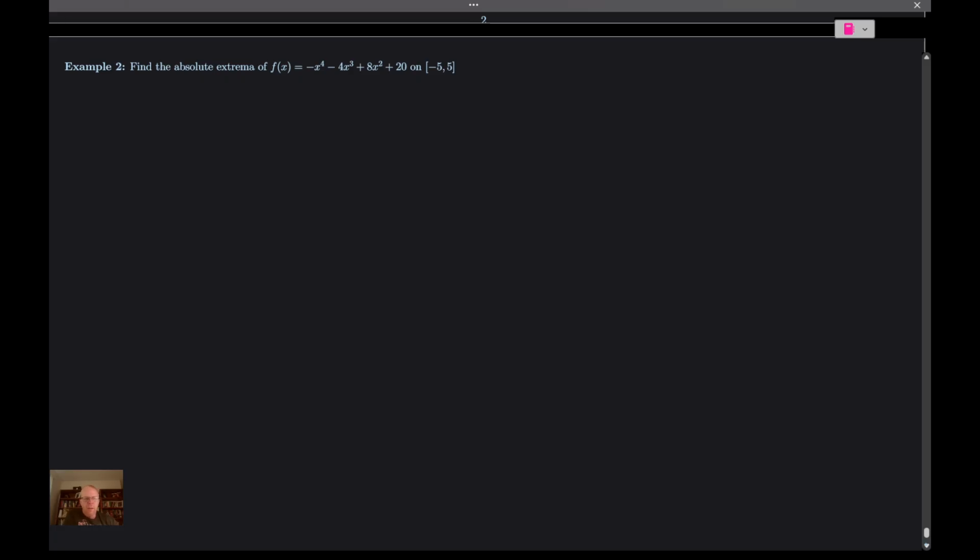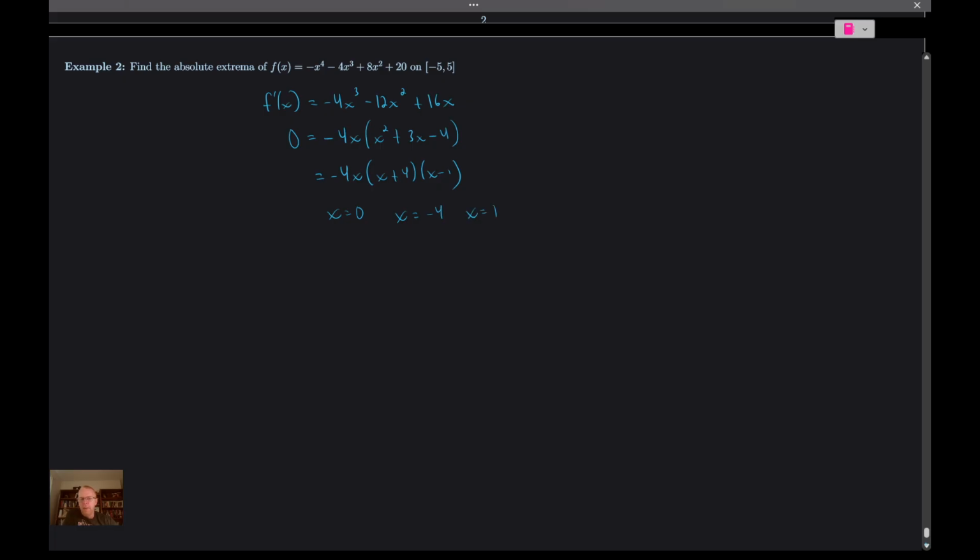All right, next one, just an easy polynomial here. So we take the derivative: negative 4x cubed minus 12x squared plus 16x. And then let's set it equal to 0. Let's factor out a negative 4x from this. We have x squared plus 3x minus 4. And we factor that second part and get x plus 4, x minus 1. So we get x equals 0, x equals negative 4, x equals 1.